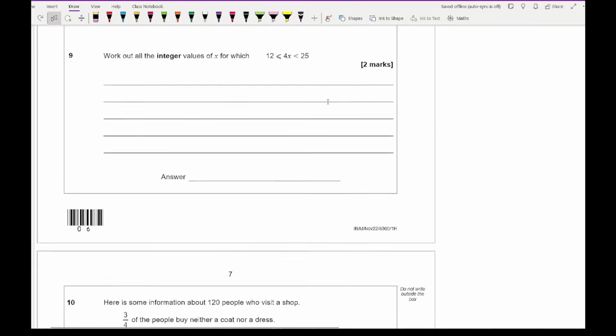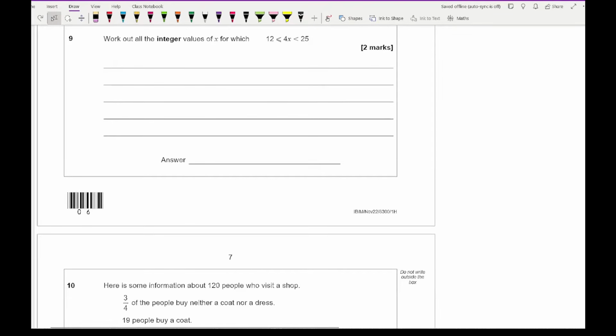Moving on to question 9, it says work out the integer values of x for 12 ≤ 4x < 25, inclusive of 12. Now with these questions, you always want to try and make x by itself in the middle, so we need to divide everything by 4. So if I do that, 12 divided by 4 is 3, 4x divided by 4 is x, and 25 divided by 4 is 6.25. So I want to write down the whole integers between 3 and 6.25, inclusive of 3. So the correct answer is going to be 3, 4, 5, and 6.